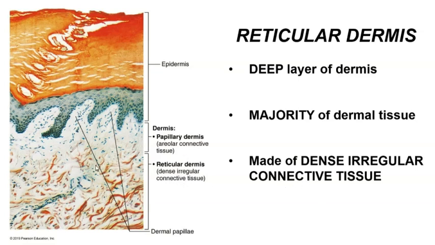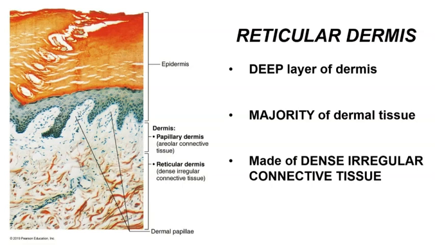Instead, it's made of dense, irregular connective tissue, which, as you recall from Chapter 4, contains mostly collagen fibers. And so these are the fibers that are tough, they resist stretch, and they also resist tearing as well, which really contributes to enhancing the strength of the dermis as a whole.